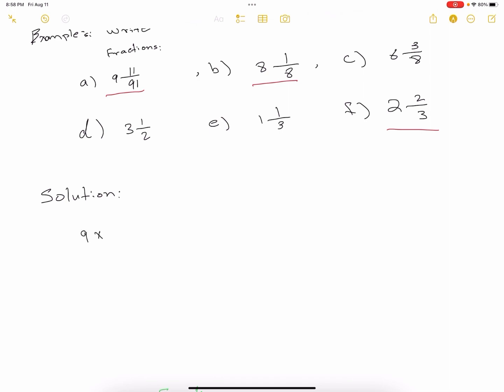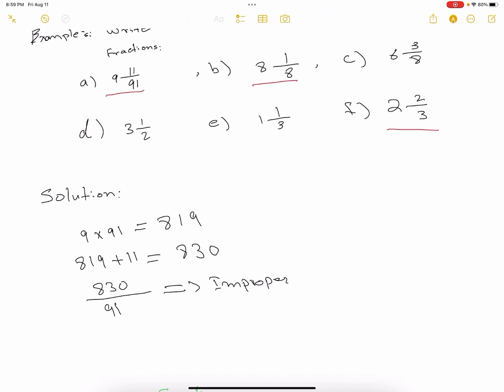So step 1 is 9 times 91. 9 times 91 is 819. That is step 1, multiply the whole number by the denominator. Then 819 is added to the numerator, which is 11. 819 plus 11 will give us 830. Now step 3 is 830, which is the new numerator. Write it down as a new numerator over the old denominator. So 830 over 91 is our improper fraction.